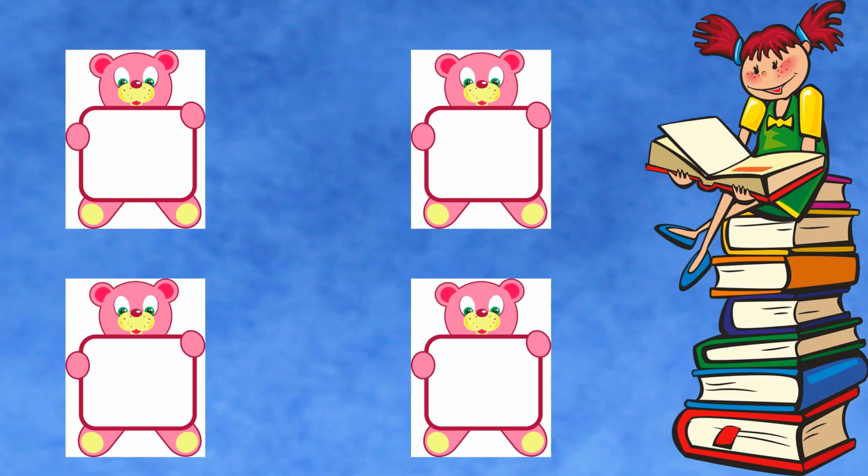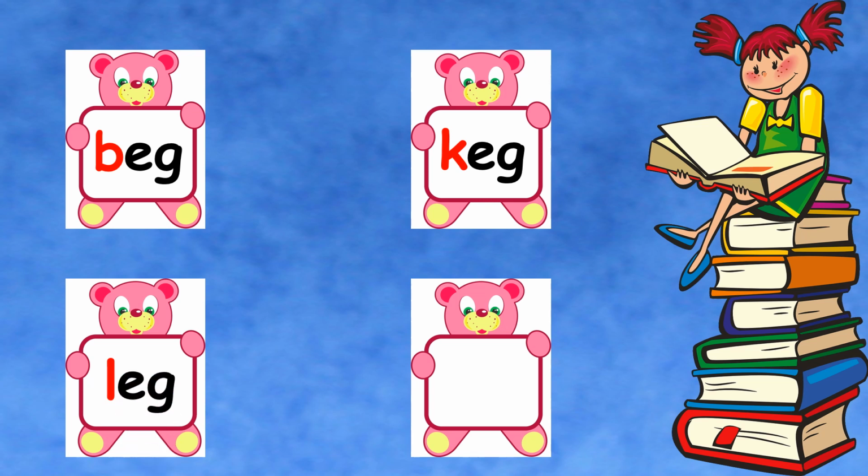Let's look into some more words of egg family. Egg. Beg. Egg. Keg. Egg. Leg. Egg. Peg.